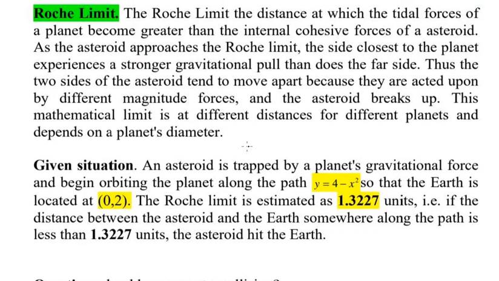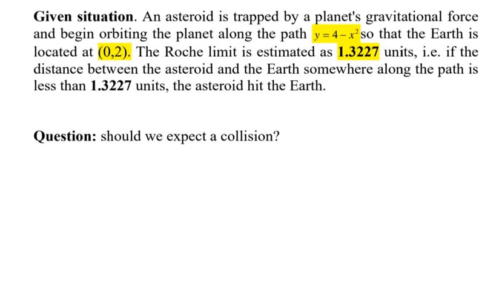Here is about the question. We have the Roche limit. So we have the situation in here. An asteroid is trapped by a planet's gravitational force and begins orbiting the planet along the path y equals 4 minus x squared, so that the Earth is located at (0, 2).